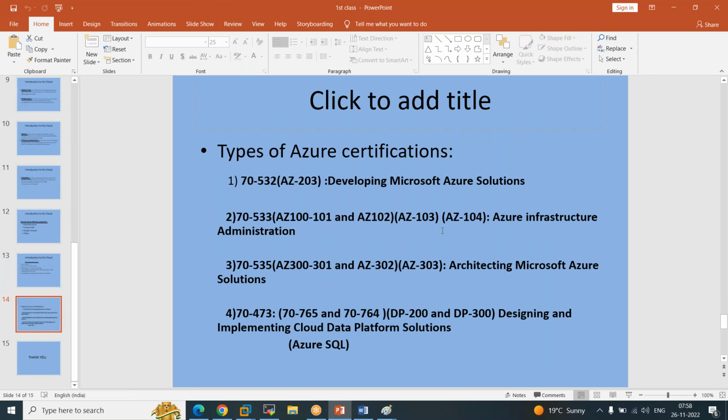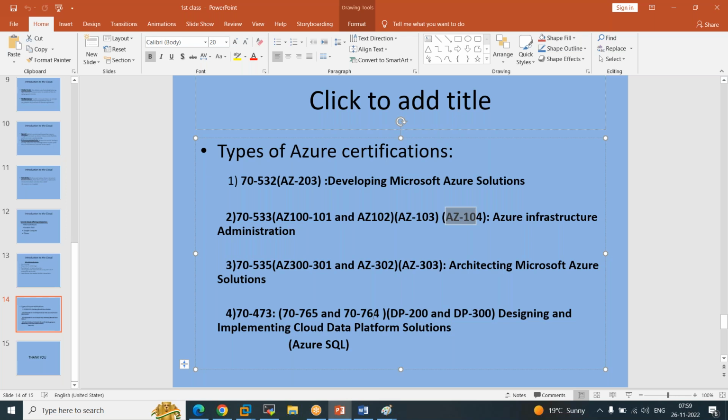Good enough. So after this course, what certifications can you take? In fact, as a DBA, most of what we're going to cover is DP-300, Designing and Implementing a Cloud Data Platform Solution. This you can take. And infrastructure administration, this also you can take.